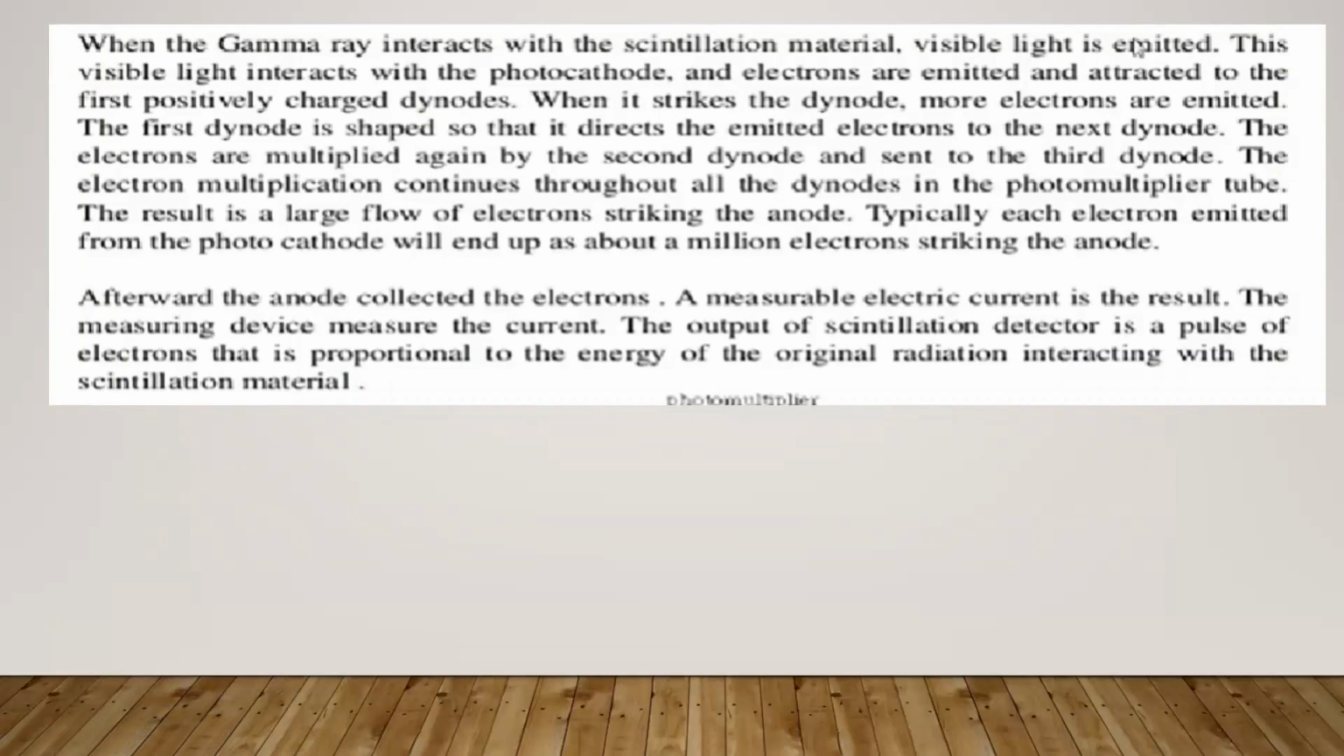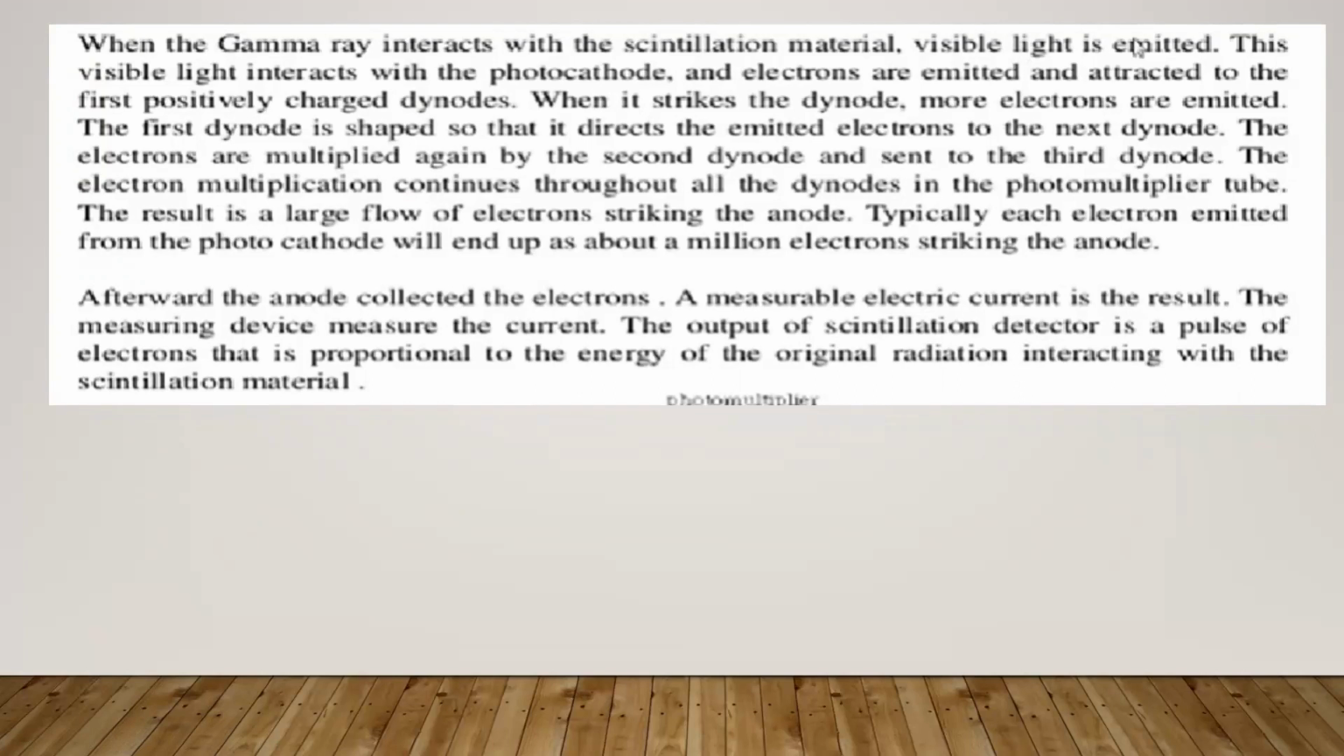When the gamma ray interacts with the scintillation material, visible light is emitted. This visible light interacts with the photocathode and electrons are emitted and attracted to the first positively charged diode. When it strikes the diode, more electrons are emitted. The first diode is shaped so that it directs the emitted electrons to the next diode. The electrons are multiplied again by the second diode and sent to the third diode. The electron multiplication continues throughout all the diodes in the photomultiplier tube.